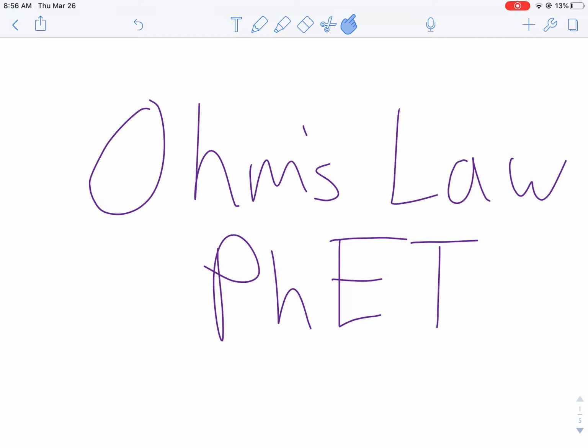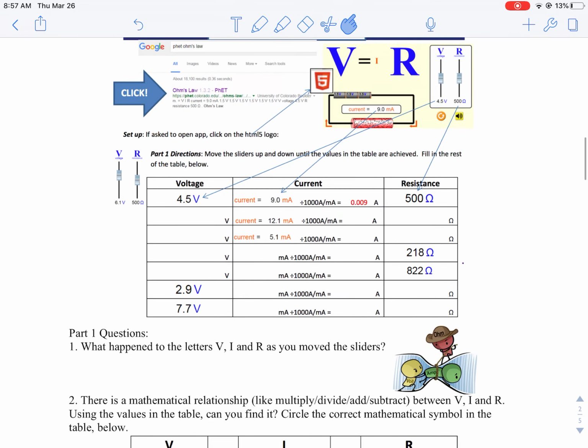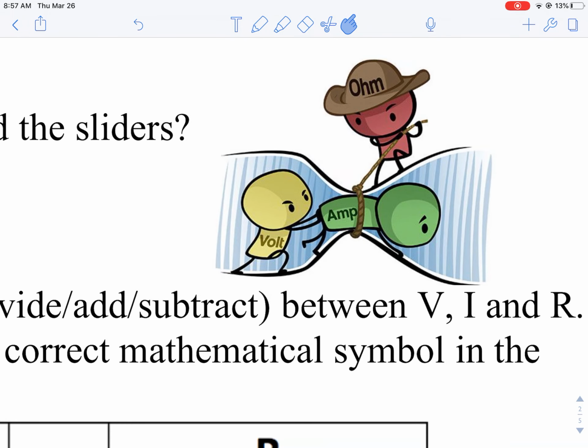Okay, here we are, week 1 distance learning, and we are looking at the Ohm's Law PhET, which you should have had a chance to look at already. This first portion here, I'm not going to do for you. You're just basically playing around with the simulated lab. You can either Google that or I had the link on Canvas. But basically the point you were supposed to get across was this relationship right here.